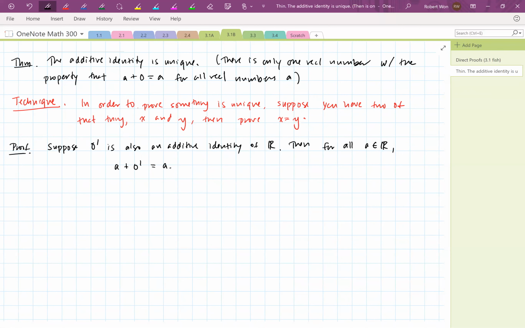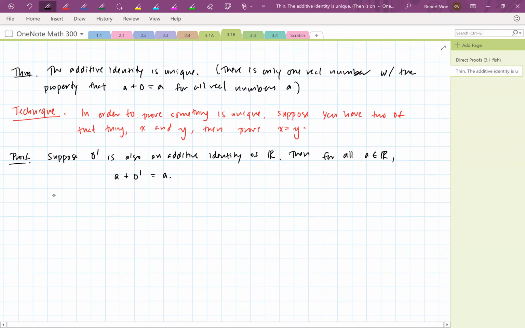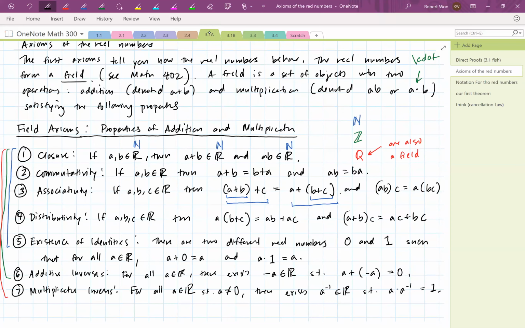Okay, so there's many ways to do this, but what we can do is pick any A like this, any real number you want. But also, since 0 is the additive identity, for the same A, A plus 0 equals A as well, right? Because 0 prime and 0 are both the additive identity. Let me just check to make sure which order I wrote this axiom in. Yeah, okay.